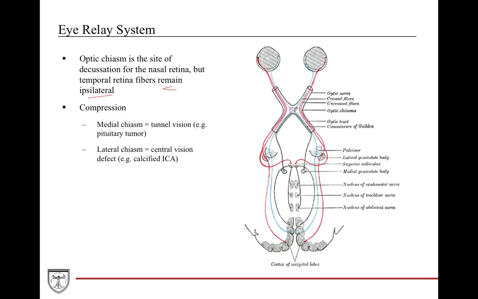If you have compression right here, usually by a pituitary tumor, you're going to get tunnel vision because you're going to lose the ability to see over on this side and lose on this side, so you can only see here. So you get tunnel vision. You could also get injury to the lateral chiasm, so right here, and you're like, how the heck is that going to happen? Usually it's a calcified internal carotid artery because it runs right close to this chiasm. If that happens, then you're going to have a central vision defect. You can only see out here and here.